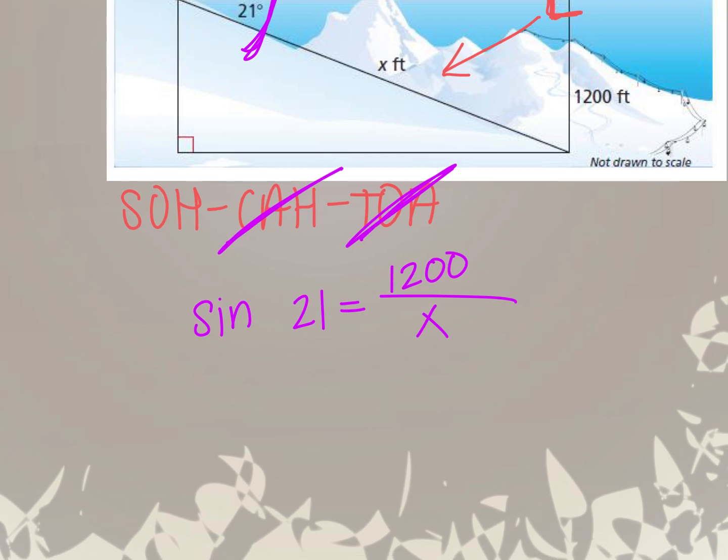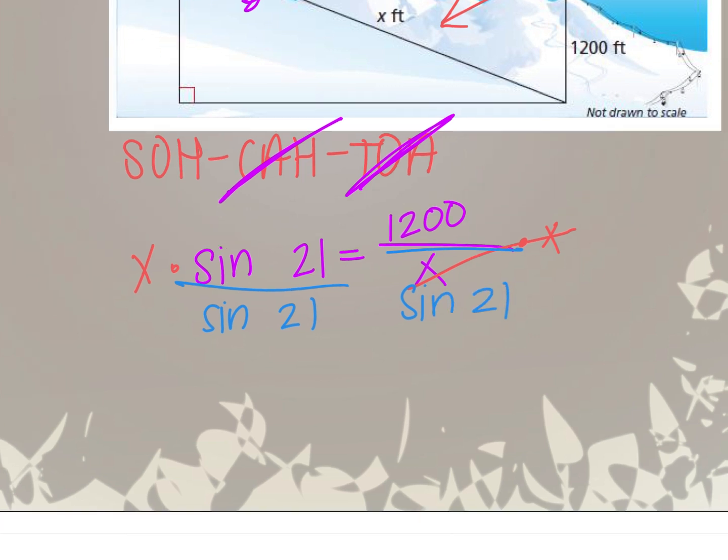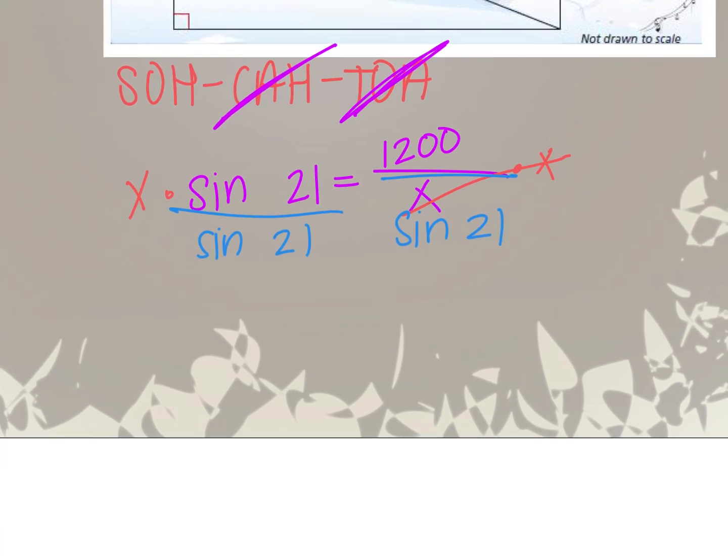You cannot just multiply by 1,200. You can't do that. Following it in steps. I'm trying to get rid of my x. I'm going to multiply both sides by x. Then I'm going to get rid of my sine by dividing it on both sides. So what it should look like when it's neat: x equals 1,200 over sine 21. So this is what I would have.